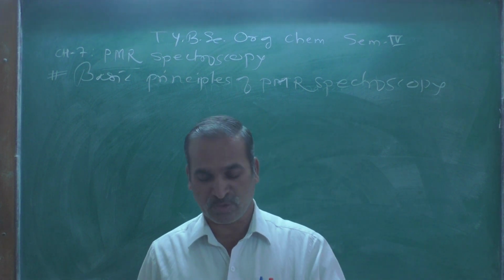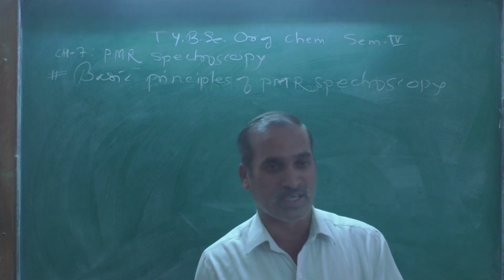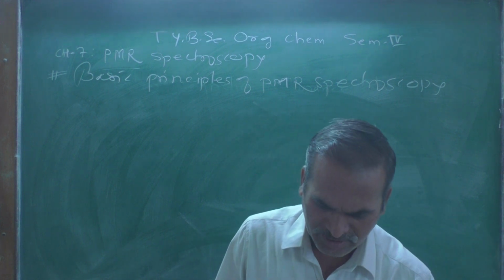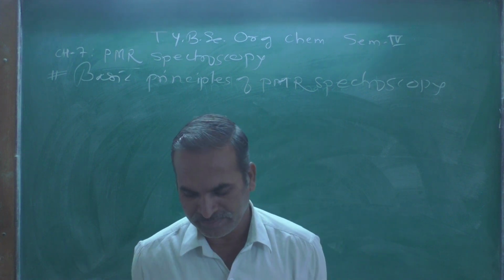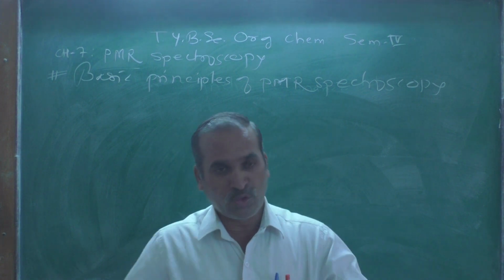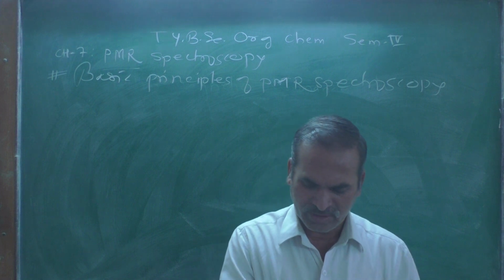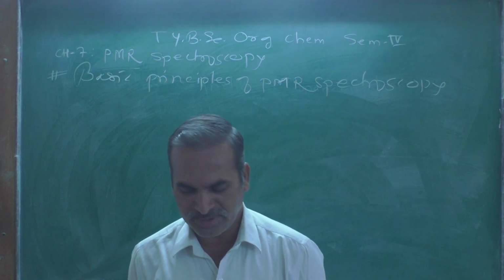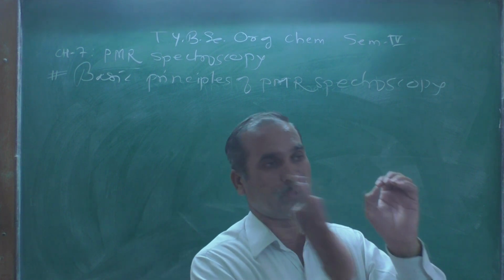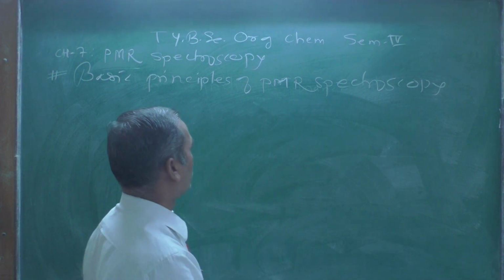The PMR spectroscopy deals with the nucleus of an atom that possesses a magnetic moment. The nucleus of an atom is positively charged and contains protons and neutrons, as we know.